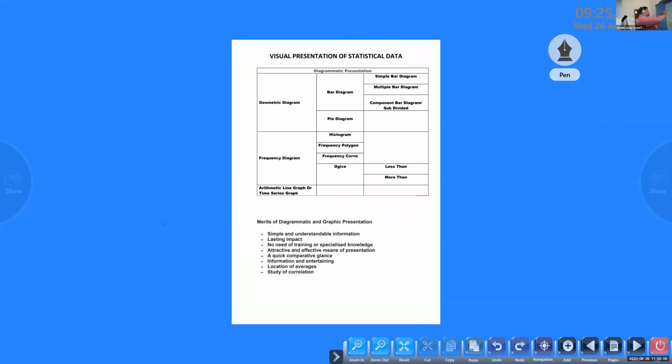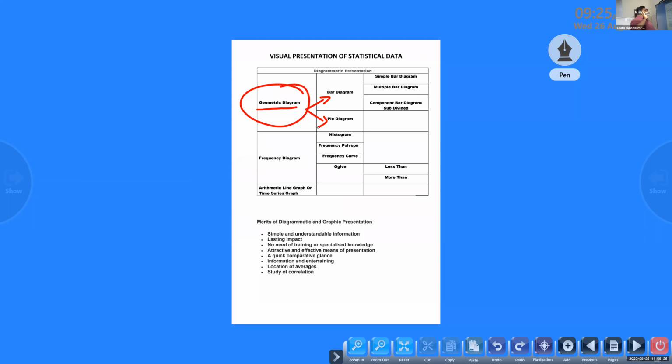First of all, we are taking the geometric diagram. It has subdivisions. I am discussing this again for the newly admitted students. Please observe and listen carefully. If you have any doubts, you can ask me directly. Geometric diagrams can be divided into bar diagrams and pie diagrams.